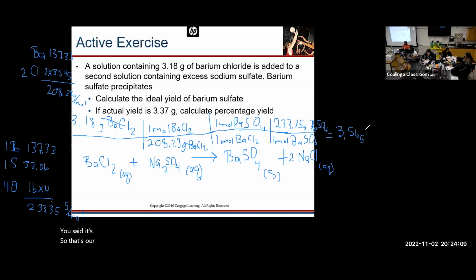If everything worked out perfectly, that's how much we get. But we actually got 3.37. So how can we calculate the percent?